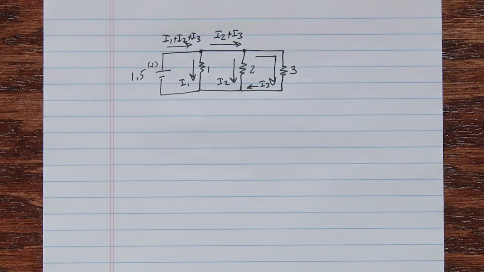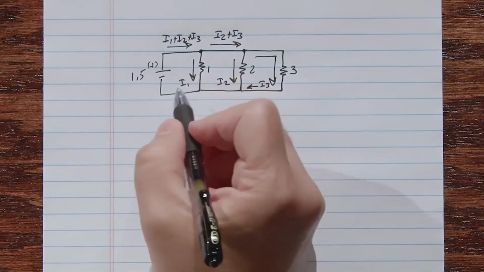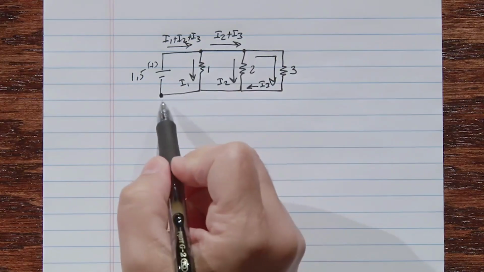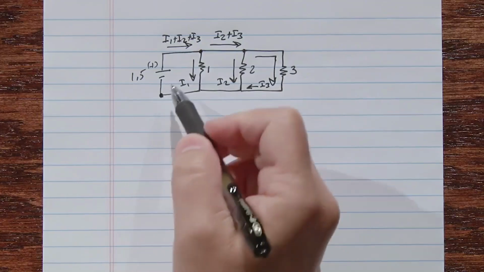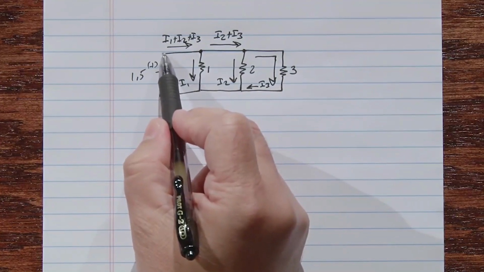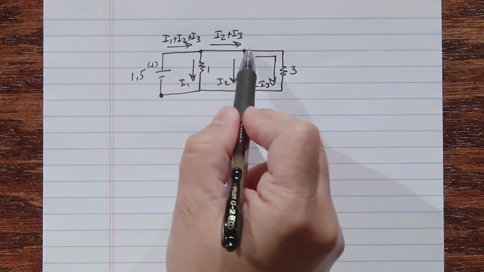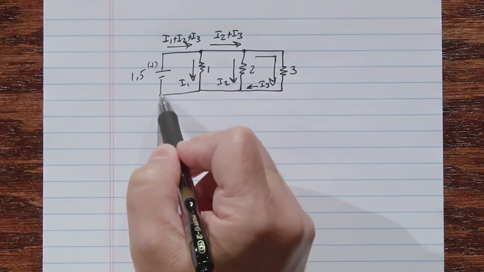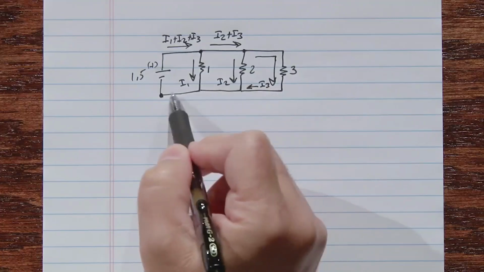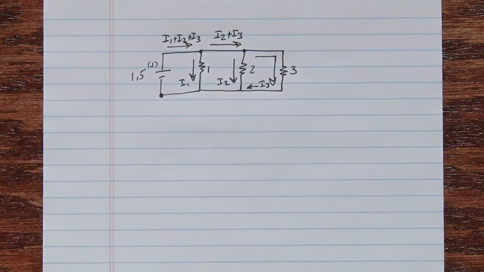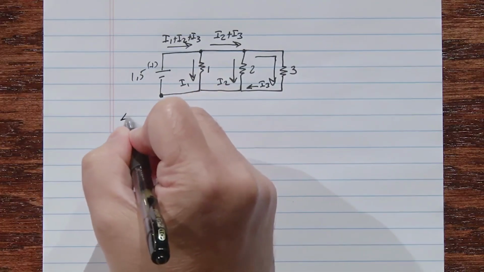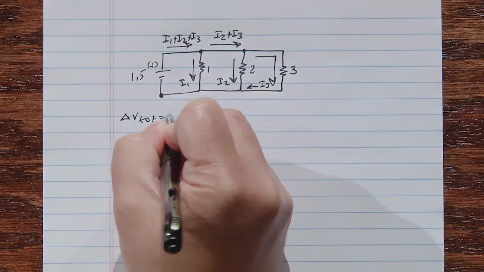Let's figure out what that current is. We're going to figure out that current using our Kirchhoff's voltage law 3 times. And I'm going to start, in each case, right here at the bottom, and go up across the battery. Then one time I'm going to go across the 1 ohm resistor, the second time across the 2 ohm resistor, and the third time across the 3 ohm resistor. So let's do that. Delta V total is equal to 0.